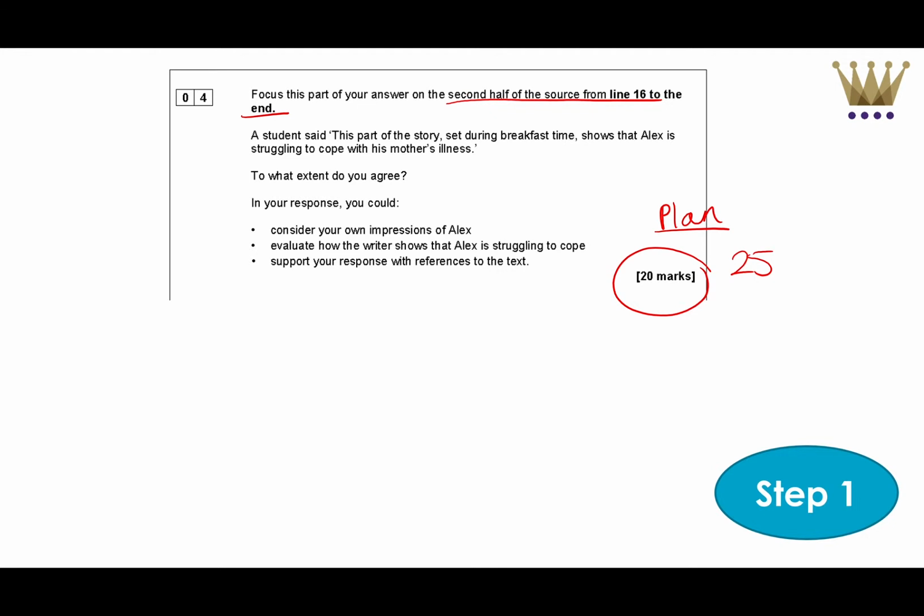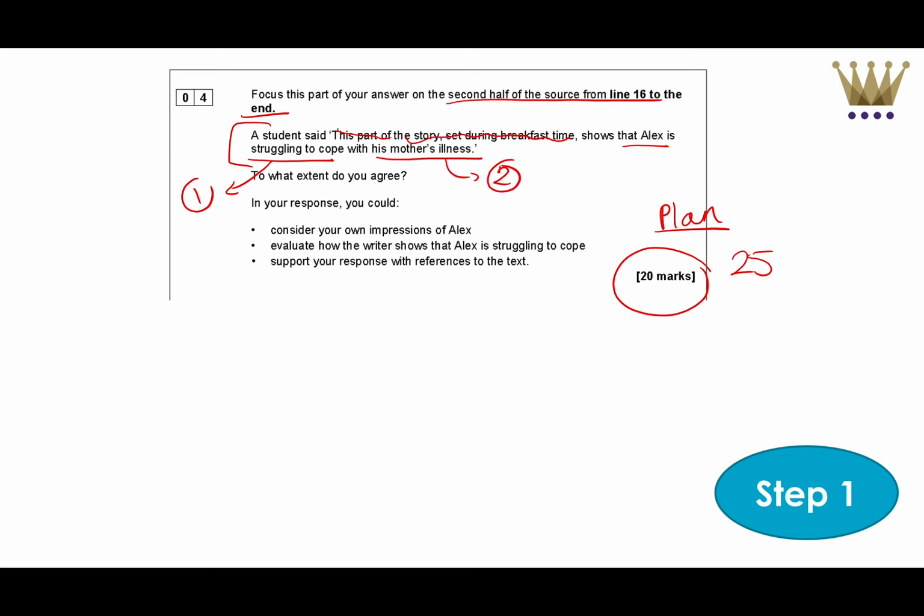So I wonder what the key parts are. First part is the statement. This is key. Now I need to evaluate this. To evaluate something properly, I need to expose the different parts of it. So I'm going to break the statement down. So let's have a look. Part of the story set during breakfast time, I can cross that bit out because that's not important. Here we go. Shows that Alex is struggling to cope. And then it's his mother's illness that is causing him to struggle. So I'm going to label these up as 1 and 2.